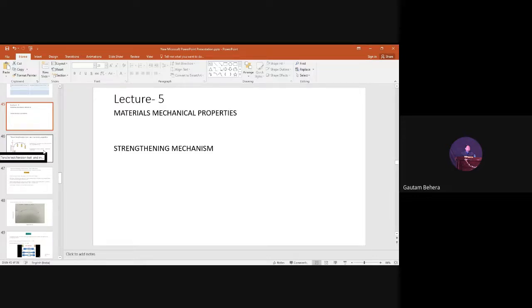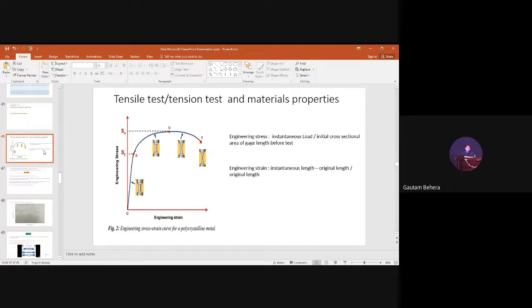So if you remember from your introduction to physical metallurgy class, the mechanical properties such as ductility, strength, toughness, and stiffness are the properties which can be easily determined with the help of a tensile test or tension test, right? So this is a very good image of a tensile test and what is happening in the material. You can see this is an engineering stress versus engineering strain curve.